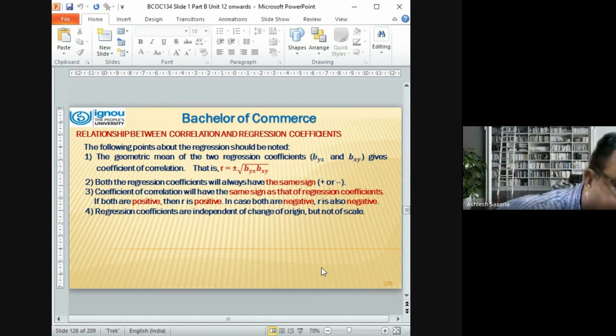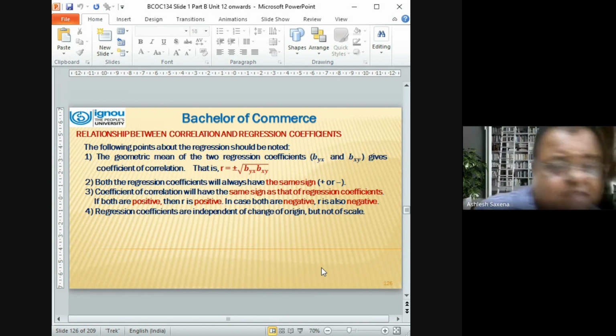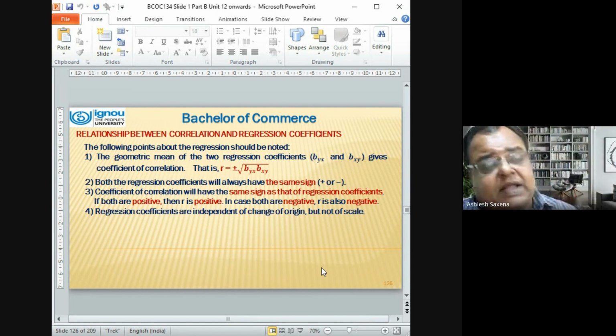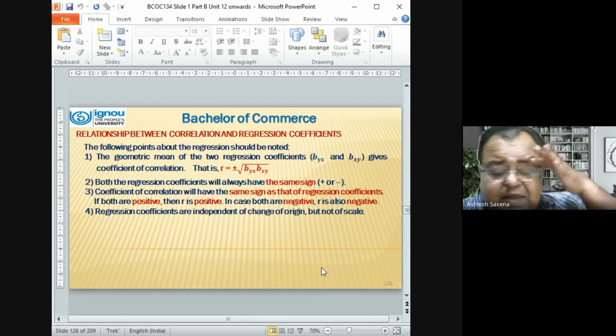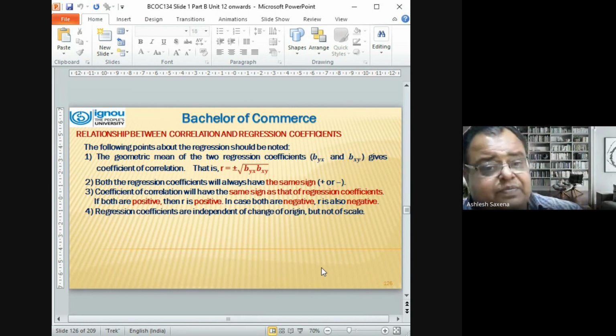Both the regression coefficients will always have the same sign. Either both will be plus or both will be negative. The coefficient of correlation will have the same sign as that of the regression coefficient. If both are positive, r will be positive. If both are negative, r will be negative.